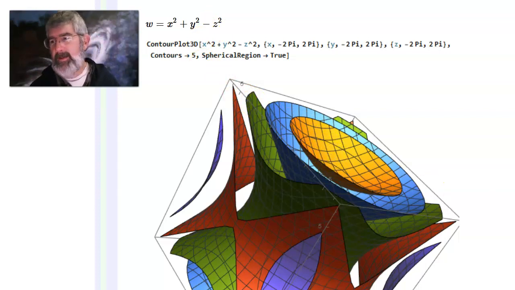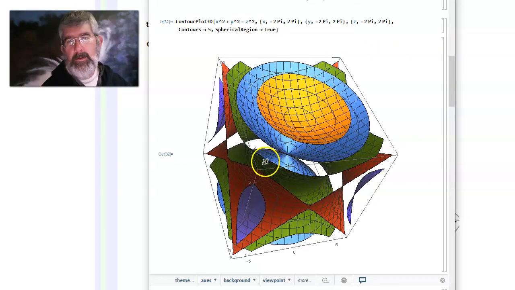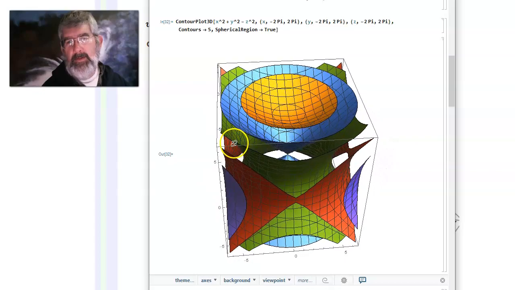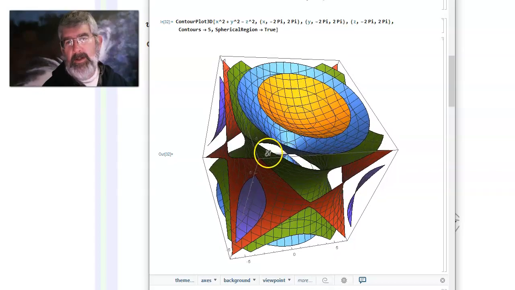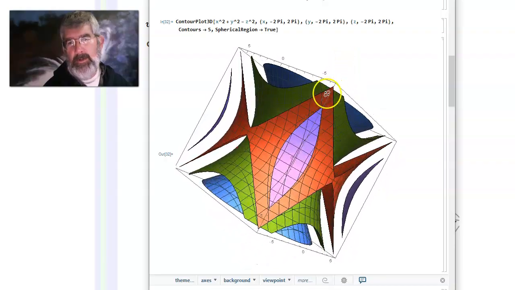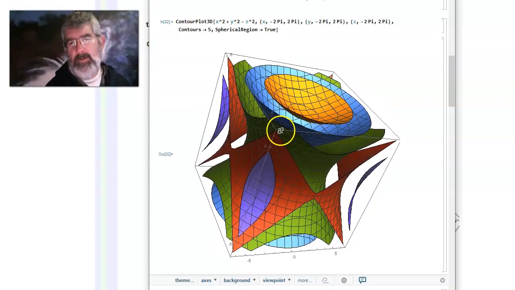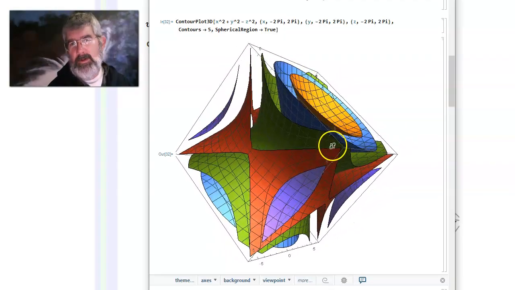Let's take a look at that in motion. All right, let's move it around here. So yeah, you can see that blue one is definitely right down in the middle there. Blue one is a cone. The yellow one is a hyperboloid of 2 sheets, where the green, the red, and the purple are all hyperboloids of 1 sheet.